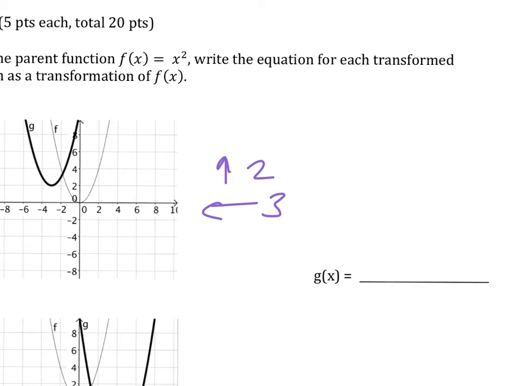So as a transformation of f, I've got g of x equals f of x, and a leftward shift is going to be x plus 3. And then if we're moving up, we're taking the output of the function and we're adding 2 to it.